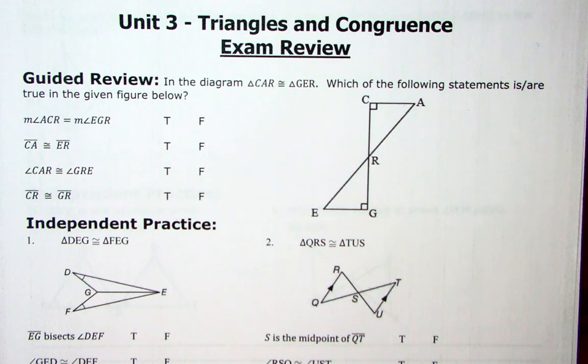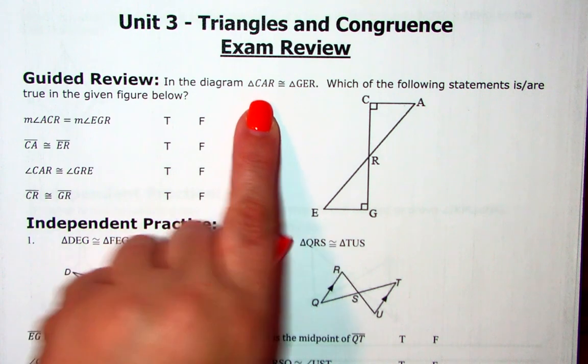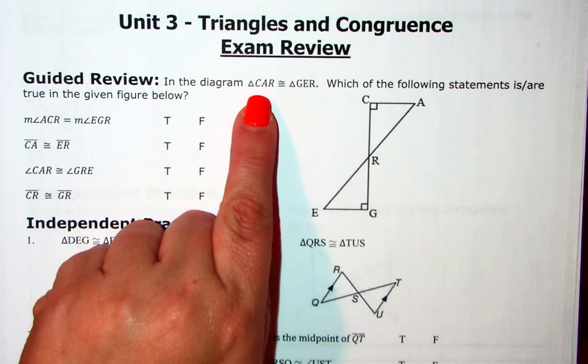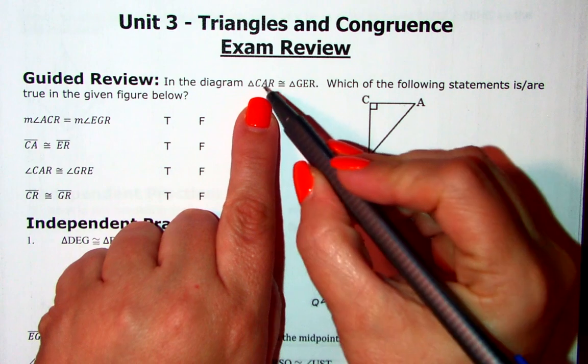So my first part says, in the diagram, triangle CAR is congruent to triangle GER. Which of the following statements is or are true in the given figure below? So the first thing I'm going to do is use my congruence statement to mark everything I know to be true about the triangle.